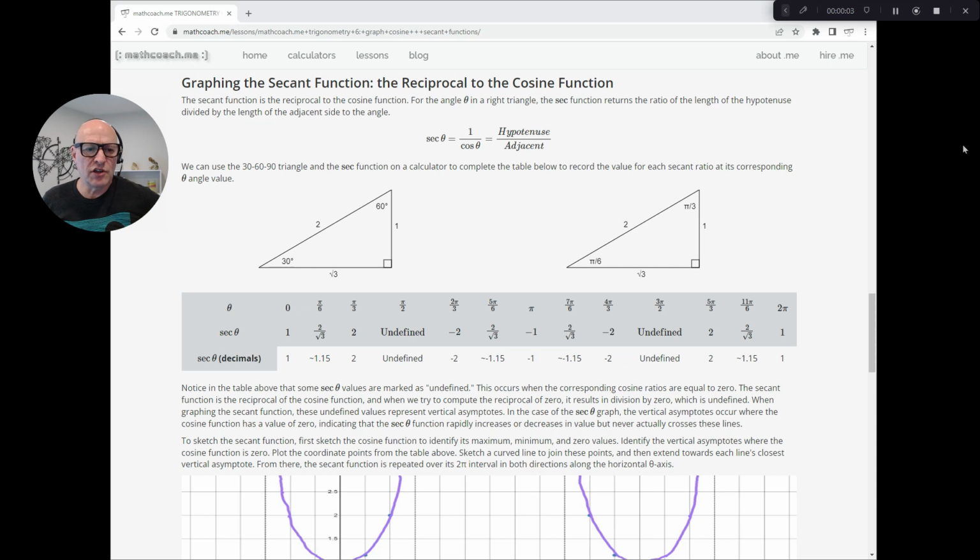The secant function is the reciprocal of the cosine function. So where the cosine function is the adjacent over the hypotenuse, so cosine of 60 degrees is the adjacent side 1 over the hypotenuse 2, 1/2. For secant, it is the reciprocal of that, so it is hypotenuse over adjacent. So the secant of 60 degrees would be the hypotenuse 2 over adjacent 1, and we get 2 over 1, or simply 2. And we can see that here in the table.